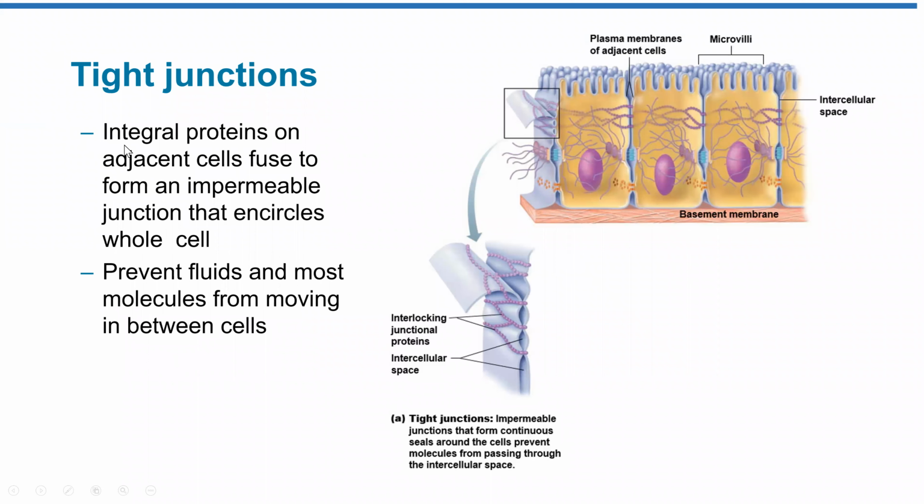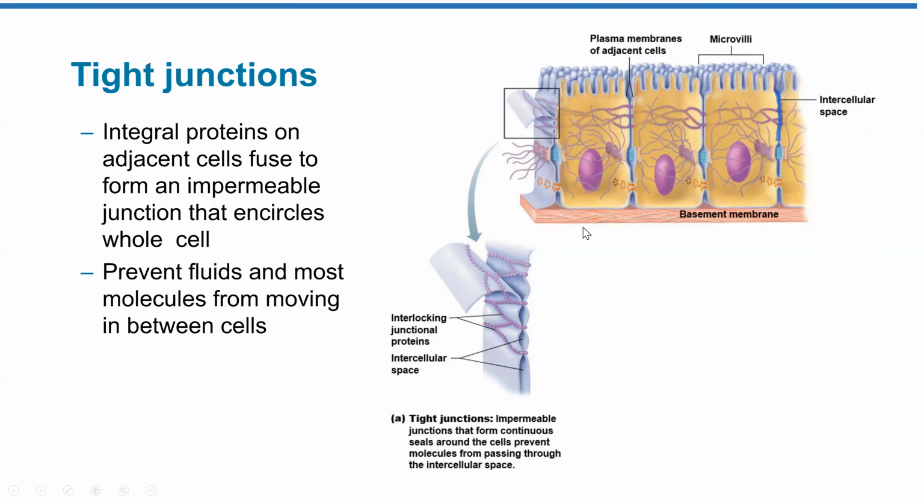Tight junctions form when integral proteins on adjacent cells fuse to form an impermeable junction that encircles whole cells. Tight junctions prevent fluids and most molecules from moving in between cells. So you can see on this diagram, the tight junction shows right here. When we have the membranes of adjacent cells fused together by those integral proteins, the substances cannot pass between the cells.